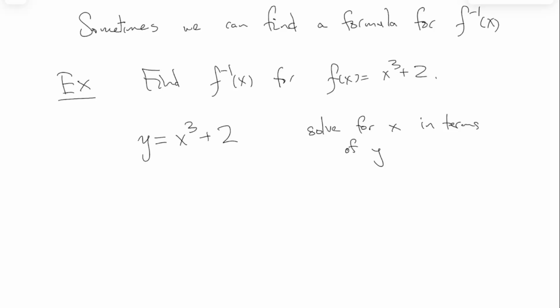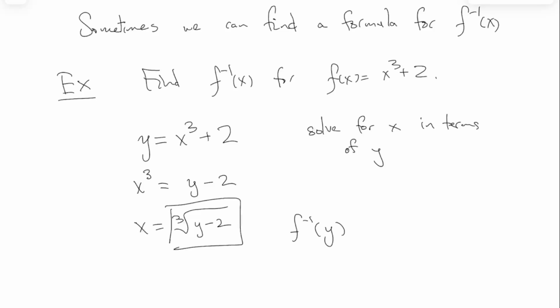Can we do that? I think we can. I would subtract the 2 from both sides and then take a cube root on both sides. So subtracting 2 first, x cubed equals y minus 2. And then we can solve for x by doing the cube root on both sides. x equals the cube root of y minus 2. And this is the inverse function now. That right there is the inverse function.